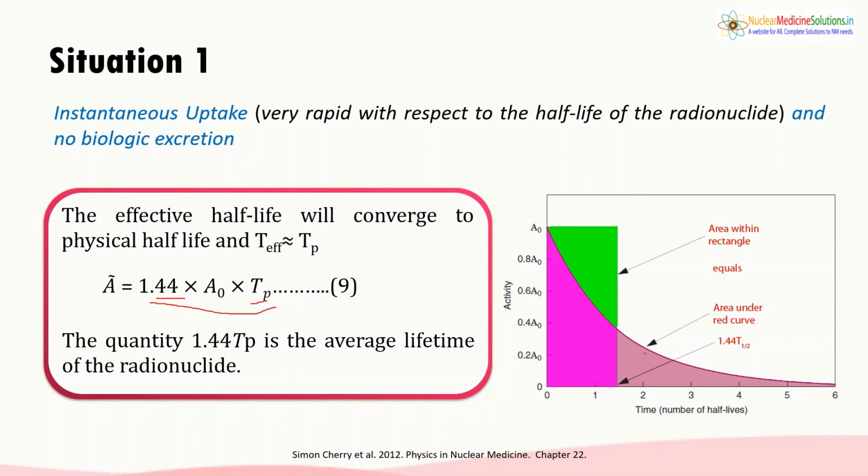because the area under this curve, if we extrapolate this 1.44 times the half-life and make it a rectangle, equals the area of the remaining parts. So if we just calculate this rectangular area, we will be able to calculate A tilde. So calculation becomes easier here.